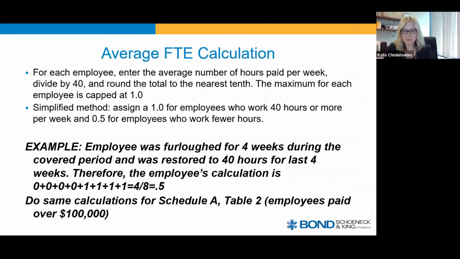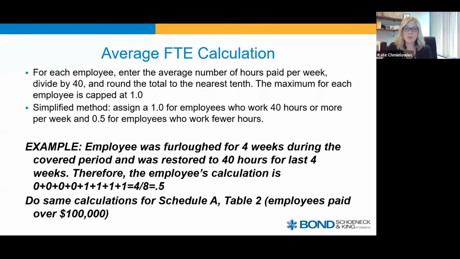Okay, so we've now figured out what our salary and wage reduction calculations are. So now we can move on to the average FTE calculation. For each employee, again, we're doing this for every single one of the employees, you're going to enter the average number of hours paid per week, divide that number by 40, and then round the totals to the nearest 10th. The maximum for each employee is capped at 1. So we've had questions about if an employee works 50 hours a week or 60 hours a week, is it more than 1? And the answer is no, you're capped at 1 for each employee.